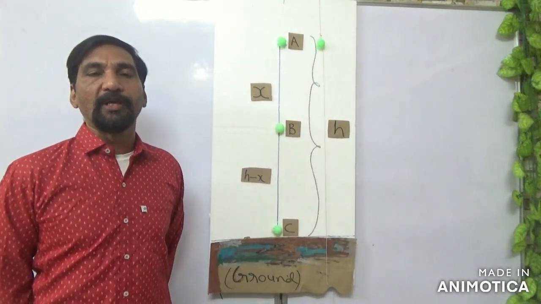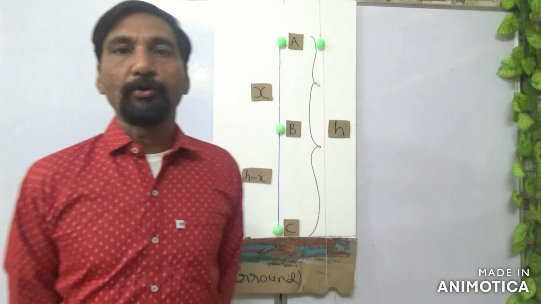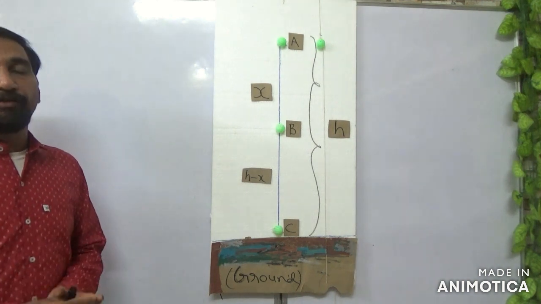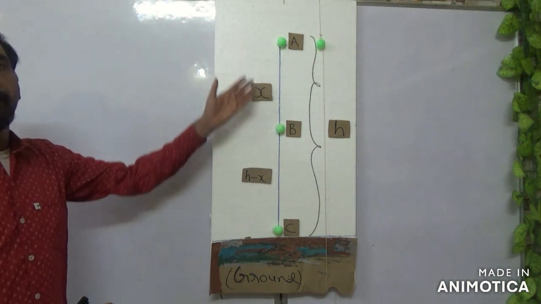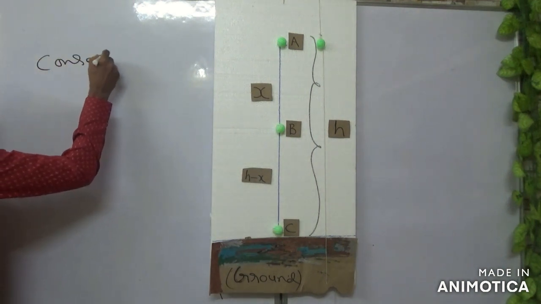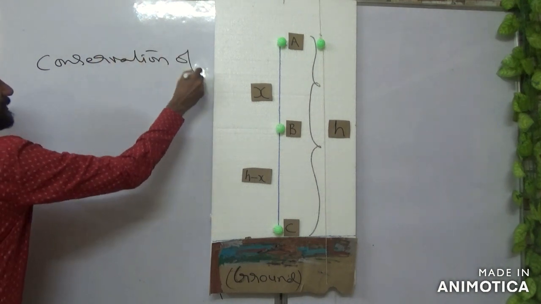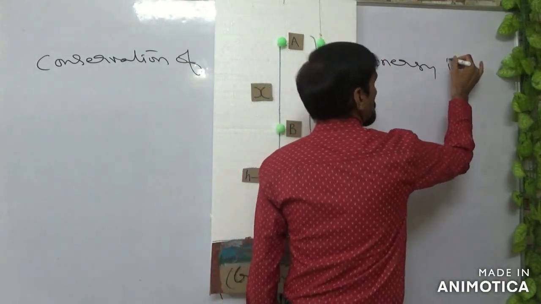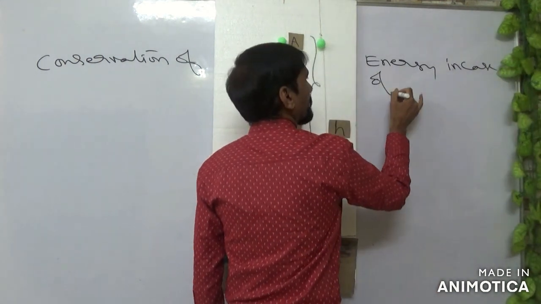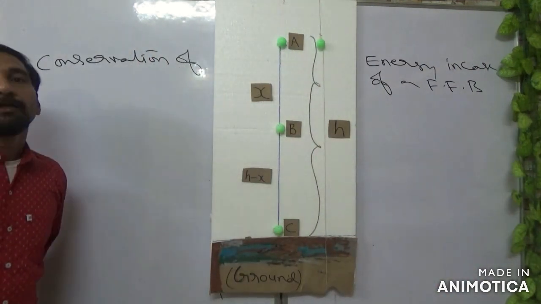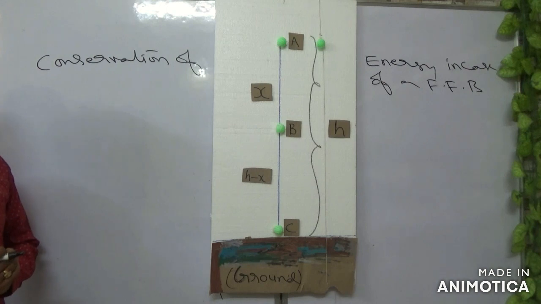Today, we are going to know a very important concept, from both the IB point of view and the objective point of view, that is about conservation of energy. Conservation of mechanical form of energy in case of a freely falling body. Okay, our concept is about conservation of energy in case of a freely falling body.